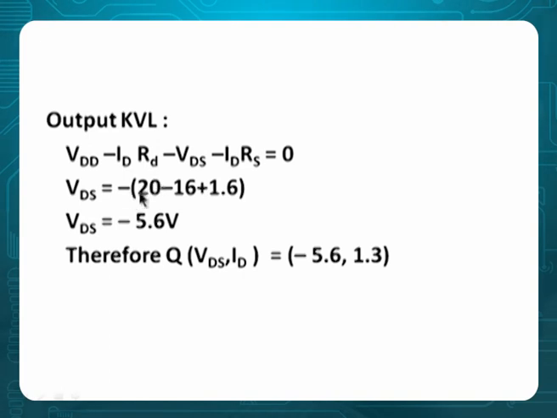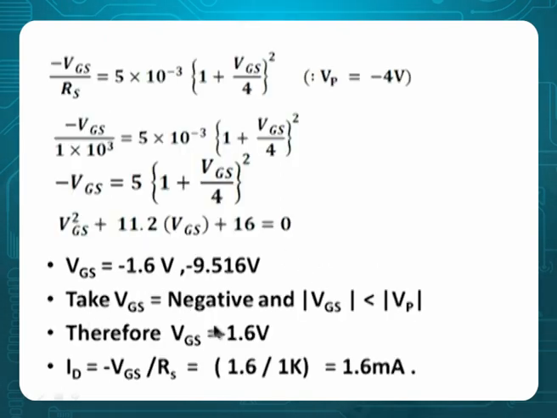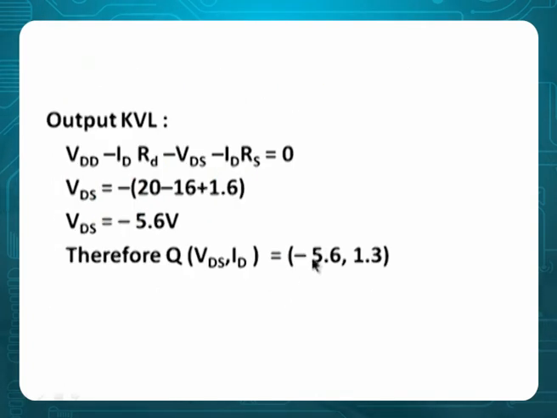VDS is minus 20 minus 16 plus 1.6. If you see, minus 5.6 here. So by this you can understand you have to increase RD. If you increase RD, or increase RDS, there is a possibility of getting a positive value. Here VGS negative is accepted, but VDS negative is not accepted, but there's a procedure.